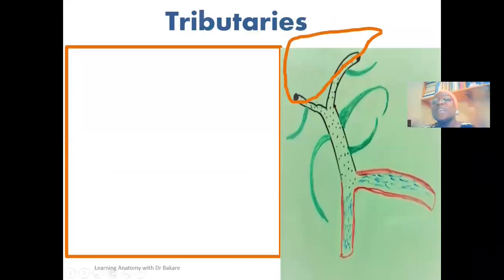So going further, let's look at the tributaries of the portal vein. The portal vein, we know that it is formed by the union of the splenic vein and also the superior mesenteric vein.